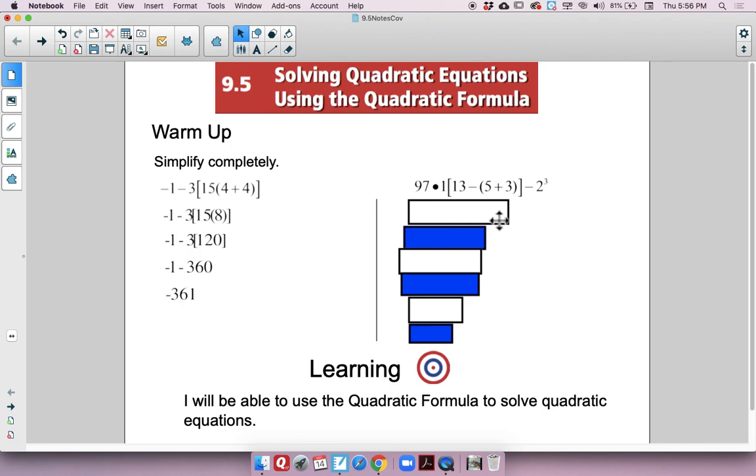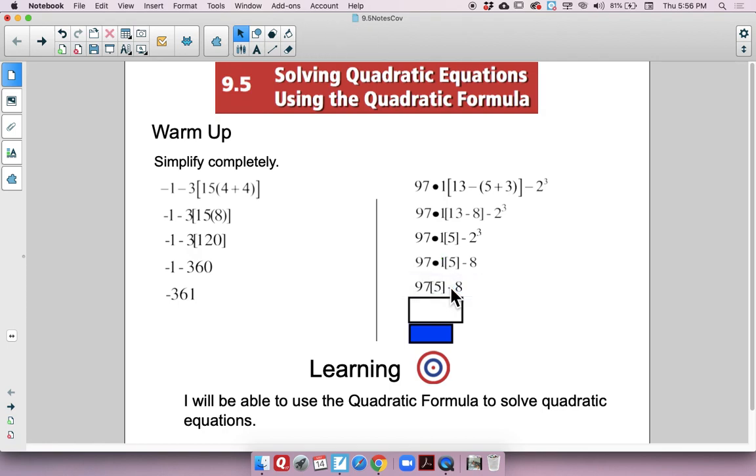On this one you'd want to go to the innermost grouping symbol first, so 5 plus 3, and then you'd want to do the 13 minus 8. We'd then do the exponent. So 2 cubed is 8, so we have a negative 8 there. And then here you would want to do the multiplication, 97 times 1, and then 97 times 5, and then combine those.